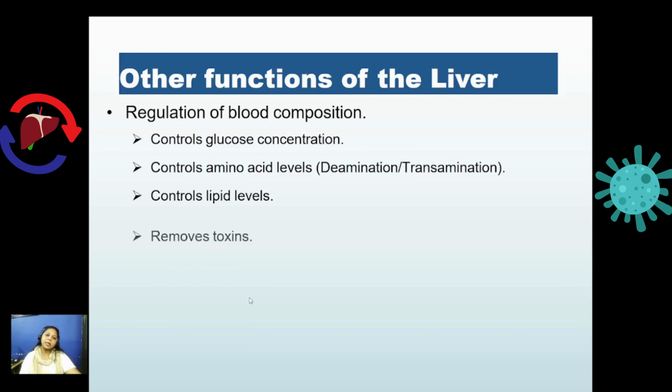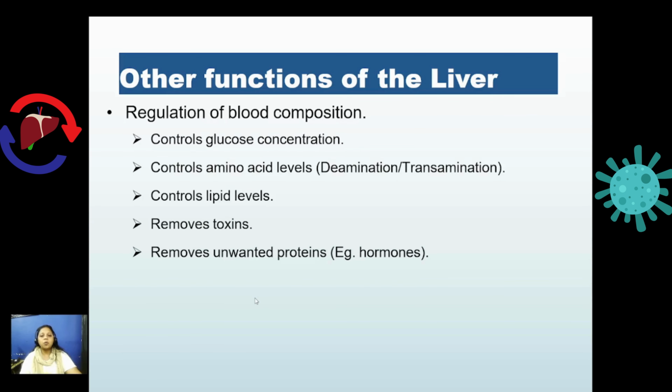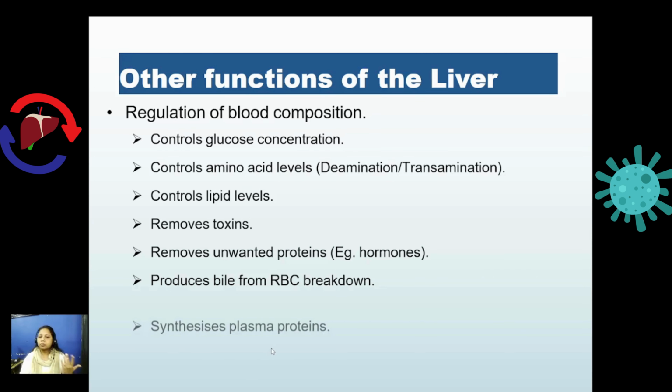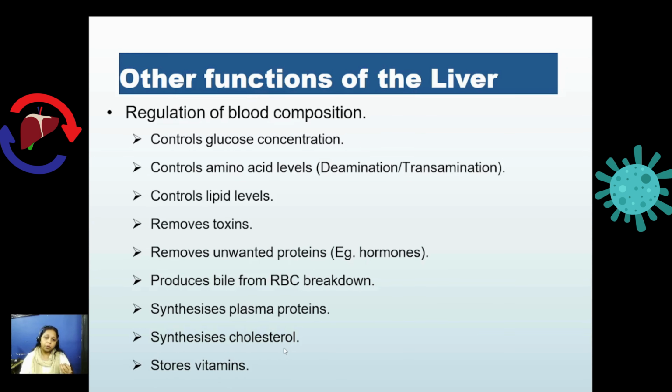It controls the lipid levels. It removes the toxins. It removes the unwanted proteins. For example, the hormones don't need to stay in our body for a longer term. They need to be decomposed, and that is done by the liver. For example, if you have stress, you cannot live with that stress for a whole life. That needs to be removed. Then it produces bile from RBC breakdown. There is synthesis of plasma proteins, then cholesterol, and then it stores vitamins. And the last one is the synthesis of the fetal RBCs. It's related to red blood cells only.